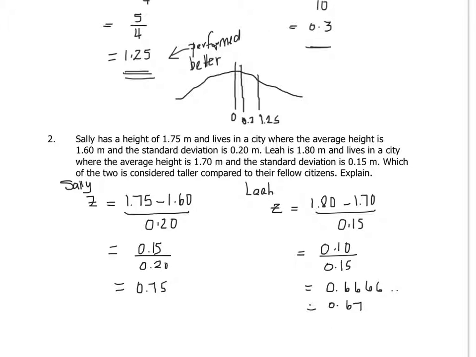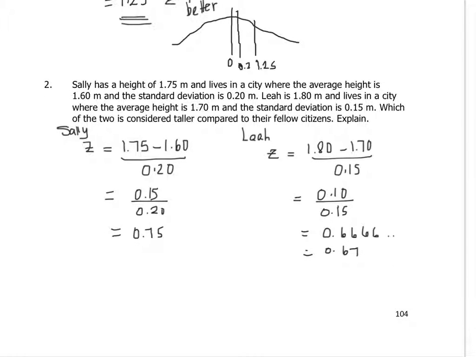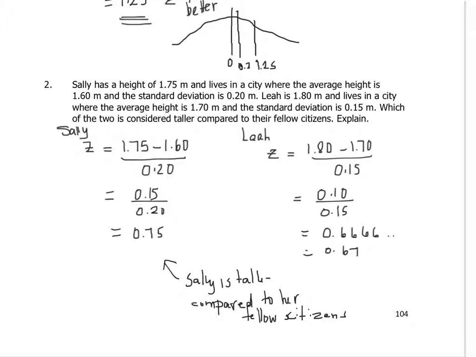So relative to the rest of their fellow citizens, Sally would be considered taller because her z-score is larger. Sally is taller compared to her fellow citizens, because she's higher, a little bit higher above the mean. A z-score of 0.75 would be a bit higher on the standard normal curve.